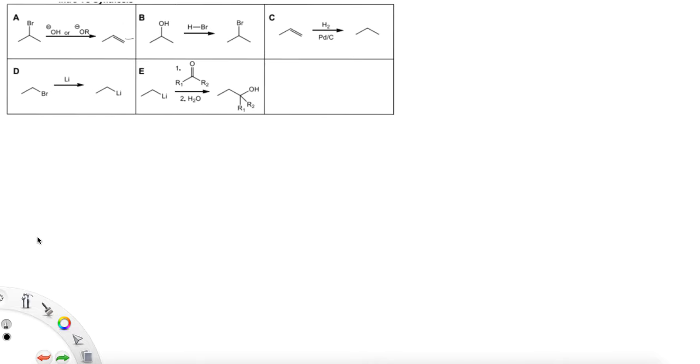So for synthesis, you're given this toolbox. Now, this toolbox is provided to you on your exam, so you don't have to write it on your index card or anything. Don't waste that space.